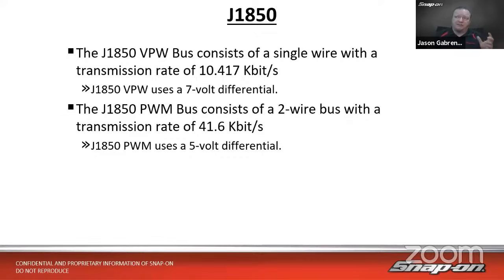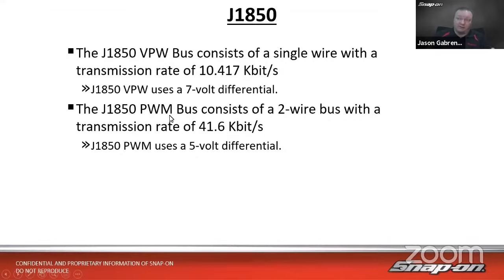That bus consists of a single wire with a transmission rate of 10.417 kilobits per second, if you need to know down to the hundredth of the kilobit, right? It uses a 7-volt differential. So what we should see when everything's communicating correctly is a 7-volt square wave going across the screen.